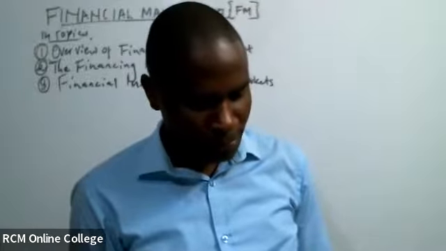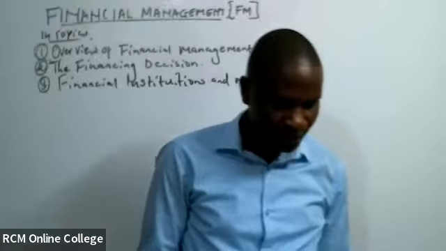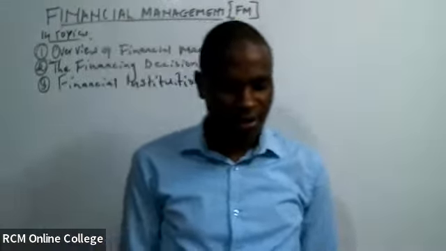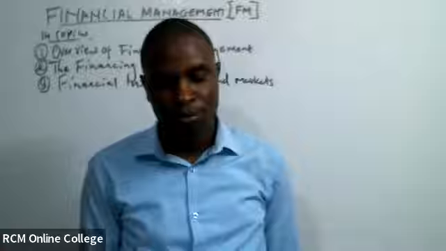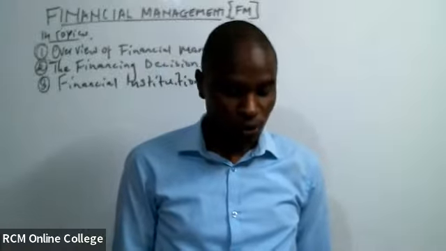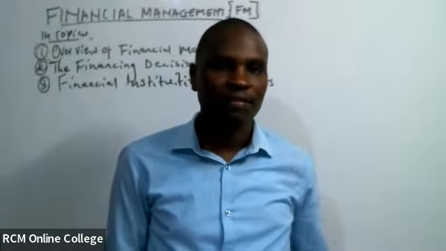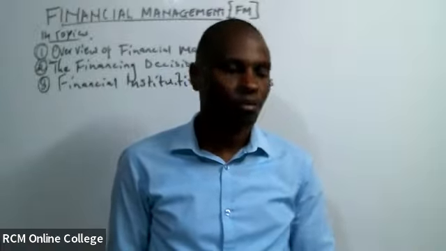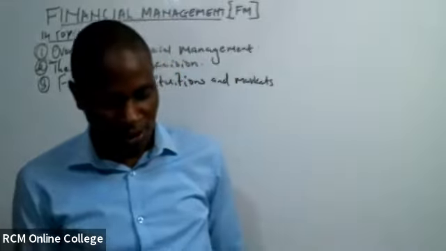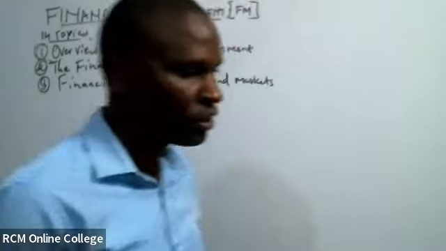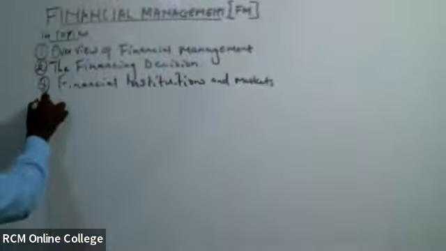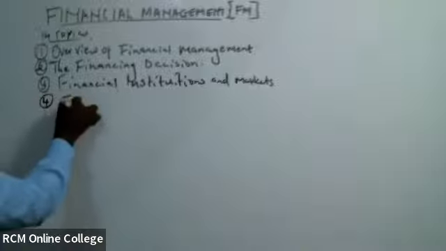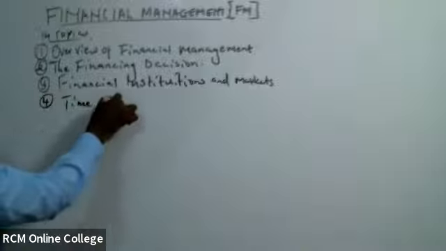Then we shall look at the risk facing financial institutions and the factors responsible for the rapid development of financial institutions and markets. In fact, financial institutions and markets have developed very fast. Now, page number 4 will be a very interesting one, which is time value of money.